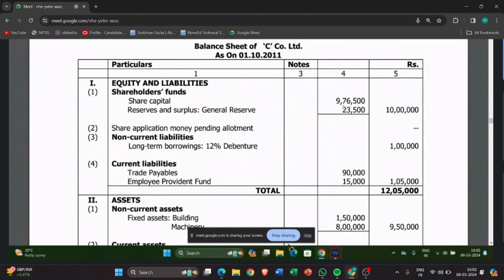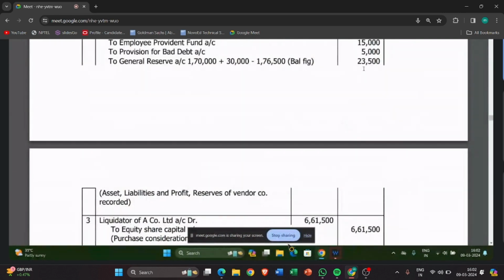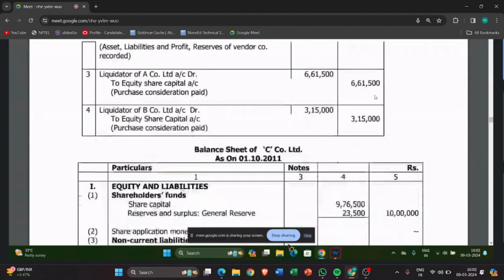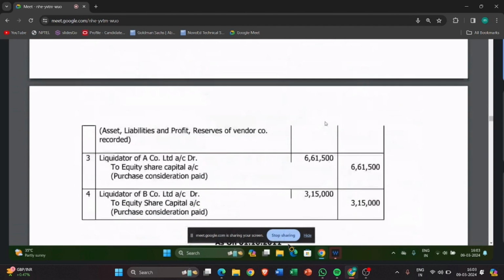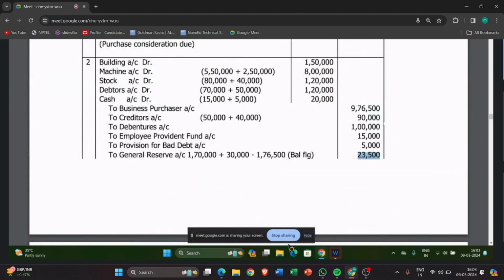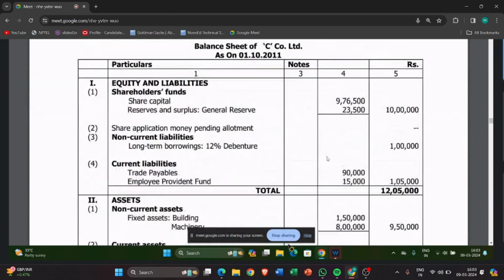General reserve we have got is here in this entry. After all adjustments we've got only 23,500, that 23,500 under shareholders' funds. Then under non-current liabilities, we've taken over debentures of A Limited, 1 lakh. We've taken over creditors of both the companies. See here, creditors of both the companies you have taken over, 40 plus 50 of A and B put together, comes to 90,000. Employee Provident Fund only of B was there, 15,000.